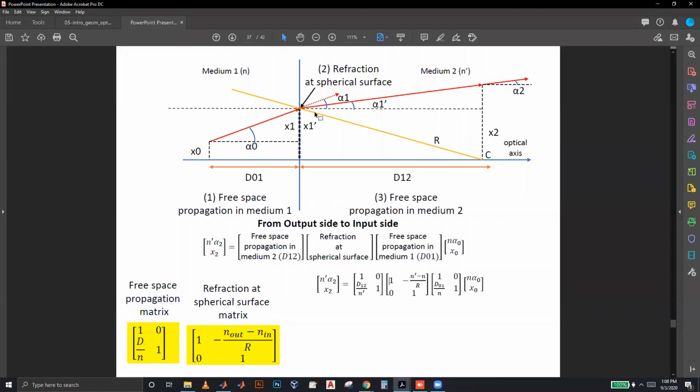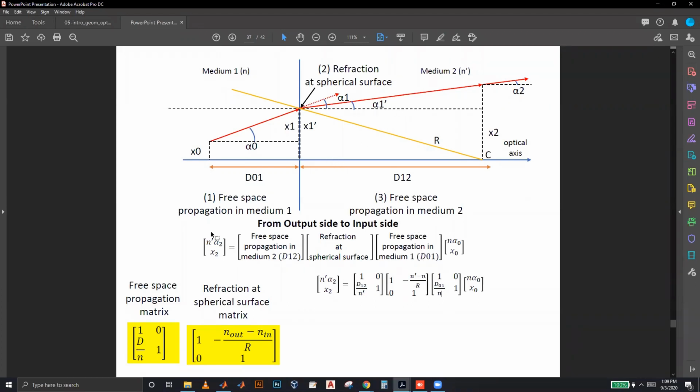For the refraction at spherical surface interface, I'll do the same thing. So n out in this case is n prime. Out means the medium in which the ray is going into. And on the input side, n in is n, and r is r. So I'll just replace those. So 1, 0, and 1 remain the same, and minus n prime minus n over r. And again, free space propagation in medium 1 is the same as this one, except in this case the distance is d01 and the refractive index is n. And that's it. Just one step.